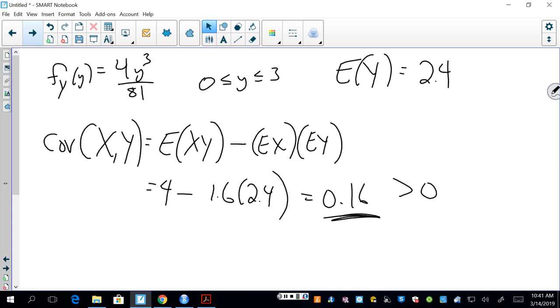Yes? Can the covariance really be anything, or is there a range of values that are more typical to see? So, covariance, what would be the units of measurement on covariance? There's an X and a Y, right? So covariance really can be anything.